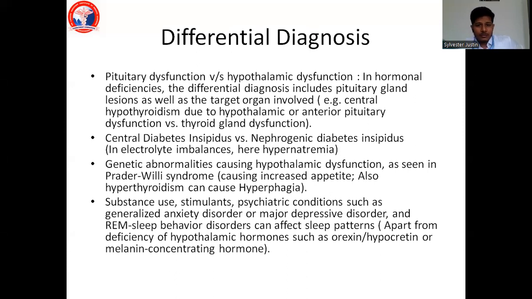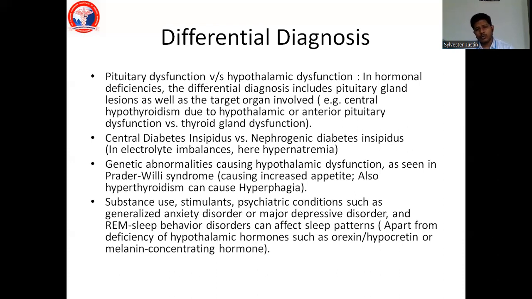Finally, we may have some differential diagnosis to do. For example, whether it's a pituitary dysfunction or a hypothalamic dysfunction. Also, if it is diabetes insipidus, we'll have to see whether it's nephrogenic or central. For example, if it's a genetic abnormality causing hypothalamic dysfunction, like Prader-Willi syndrome, which can also cause increased appetite. Hyperthyroidism can also cause hyperphagia. So we will have to decide whether it's an endocrine disease in the form of a primary hyperthyroidism or it's a genetic disease.